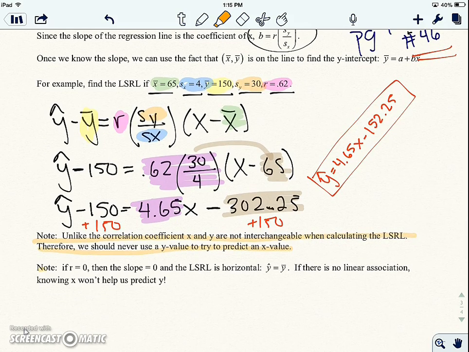Note, if r equals 0, then the slope equals 0, and the least square regression line is horizontal, so there's absolutely no linear association. Knowing x won't help us predict y. So that's this first part of the lecture. The next part is the clarification.